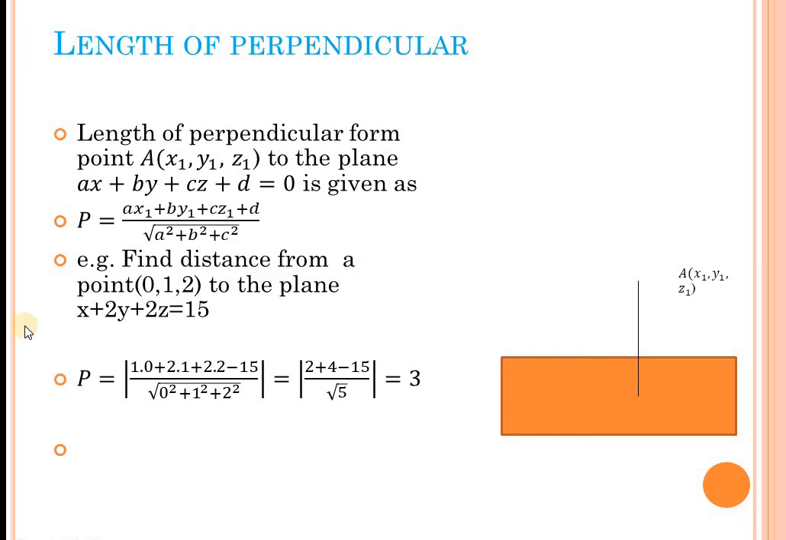Now for example, find the distance from the point (0, 1, 2) to the plane x plus 2y plus 2z is equal to 15. So p is 1 into 0 plus 2 into 1 plus 2 into 2 minus 15, divided by square root of the magnitude of a, b, c. Here a is 1, so 1 square plus 2 square plus 2 square, so it will be 1 plus 4 plus 4, 9. So here it is root of 9, and the numerator is minus 9, so minus 9 by 3, that is plus 3. We take the mod, so plus 3.